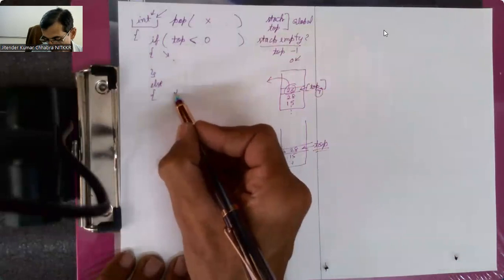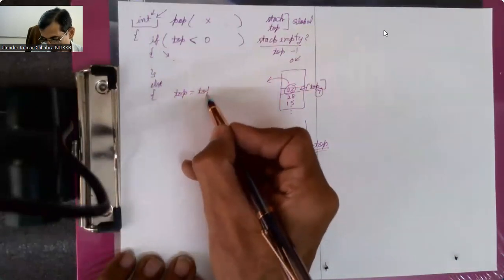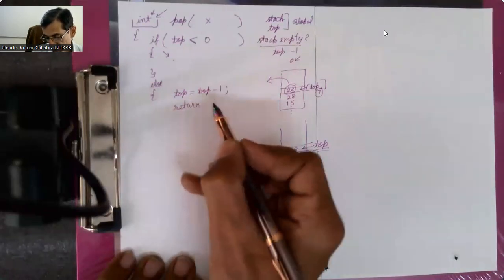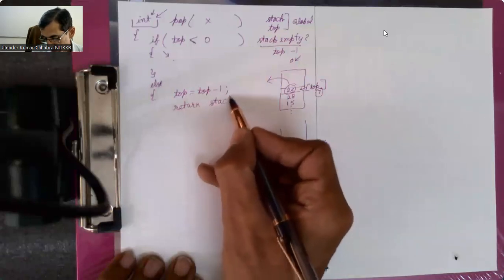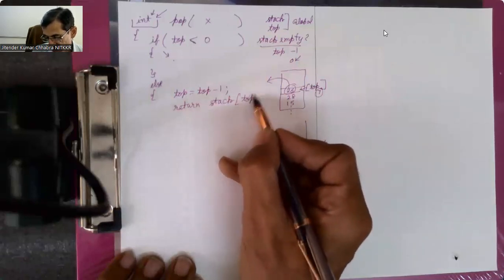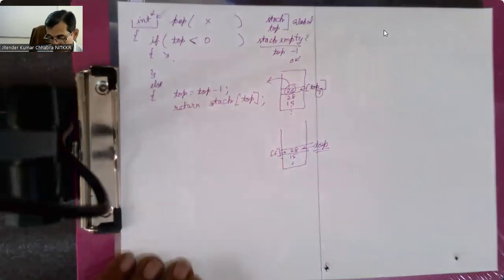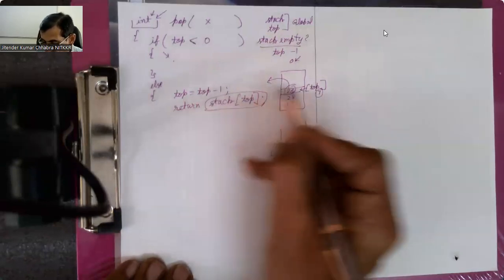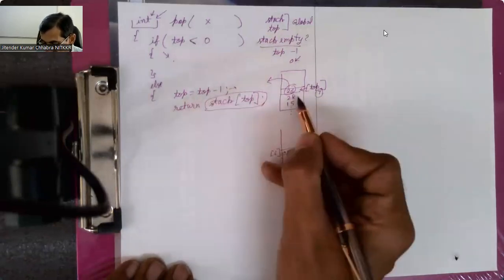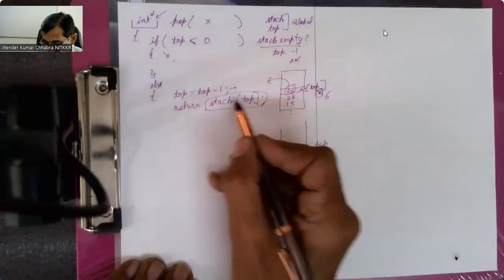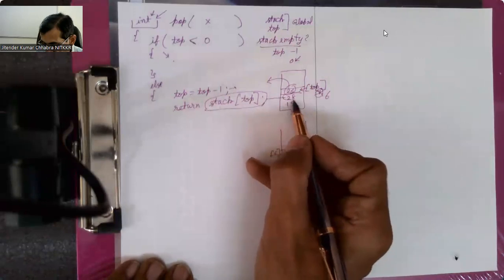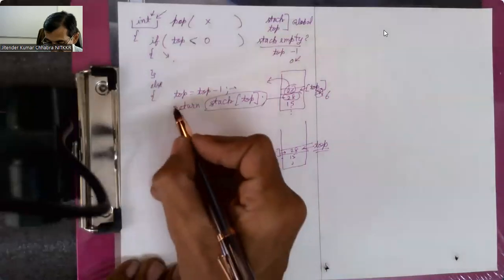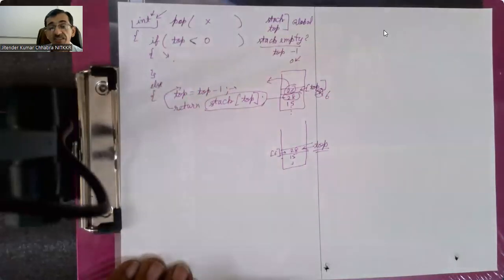So I think I should do top equal to top minus 1, and then return the value which I have got. So return stack top. Yes, prima facie, it looks okay, but let me say what this will return. If top was 7, top got decremented, top became 6. Stack top actually will return 28, not 26. I wanted 26 to be returned. So you could think of doing something like this.